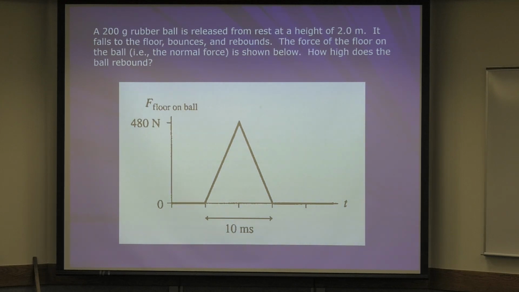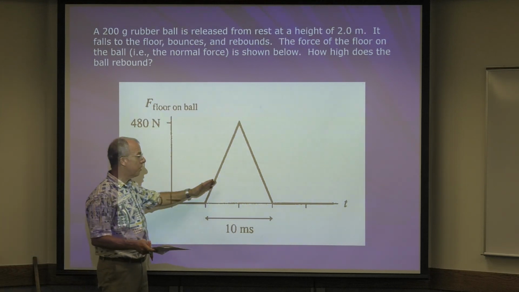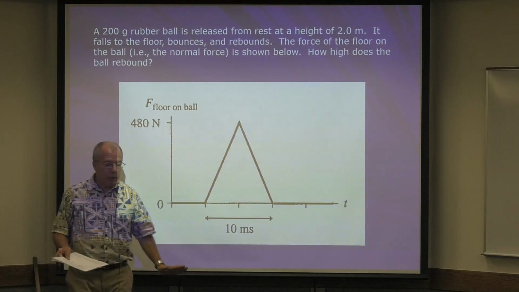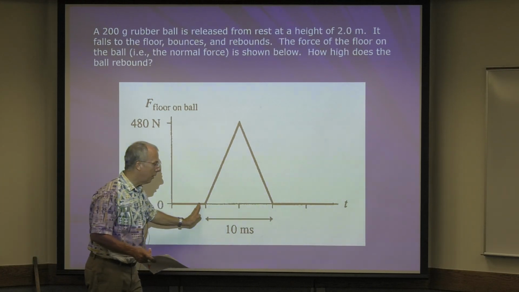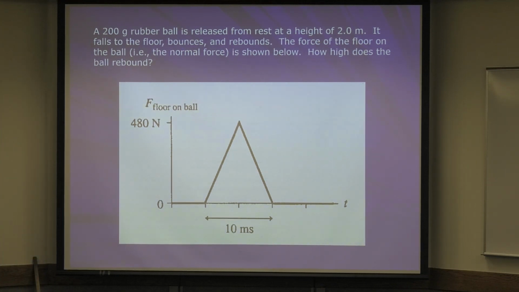Okay, so you drop a ball, it falls to the floor, it bounces and it rebounds. The force of the floor on the ball, the normal force, is shown below. So the normal force is not constant. So during the collision, you can't use kinematic equations. All right? So how high does the ball rebound? Oh, golly. So it sounds like a kinematics problem, right? You know, how high does the ball rebound?